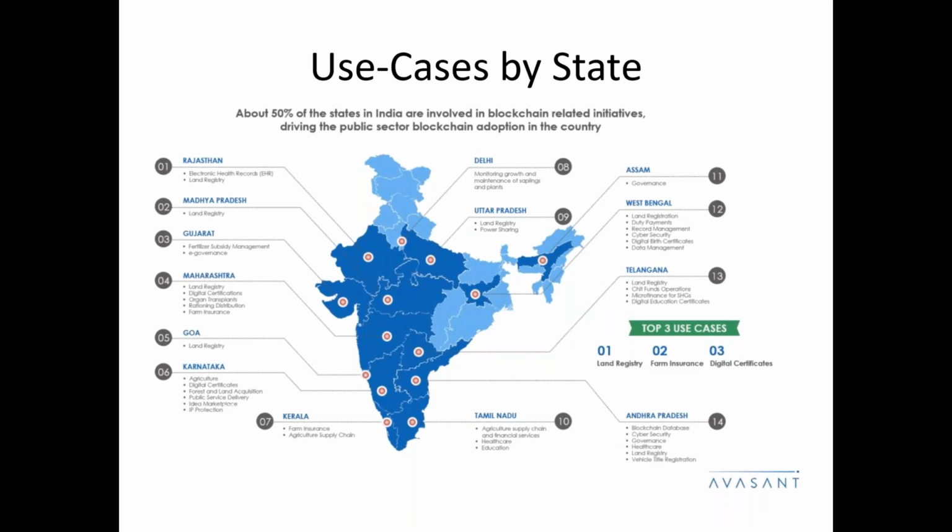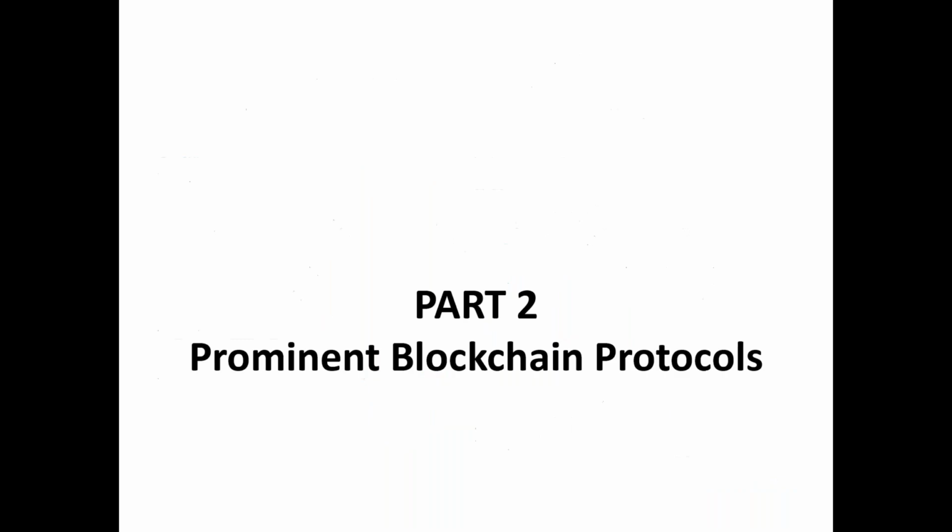And in India, if you're looking at the scenario, there are many states which are working on use cases for their own state. Again, I will not discuss much here, except that the top 3 use cases seem to be land registry, farm insurance, and digital certificates in the education sector. Okay, so I'll move on.